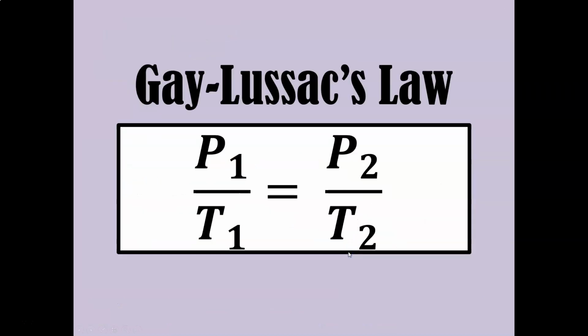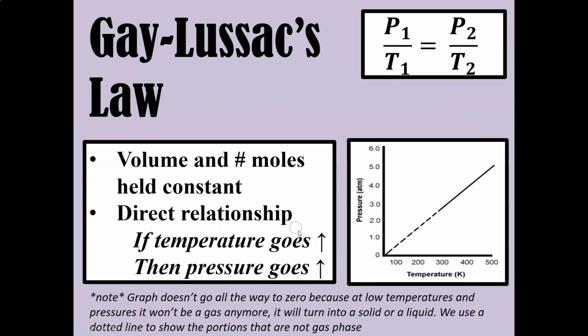Next is Gay-Lussac's law. This is very similar to Charles's law, isn't it? But instead of volume over temperature, this is pressure over temperature. So this time, we're keeping volume and moles the same. If the temperature goes up, the pressure goes up. Because if its temperature goes up, the molecules are going to move faster. You're going to have more collisions with the container, and that's going to be an increase in pressure, right?